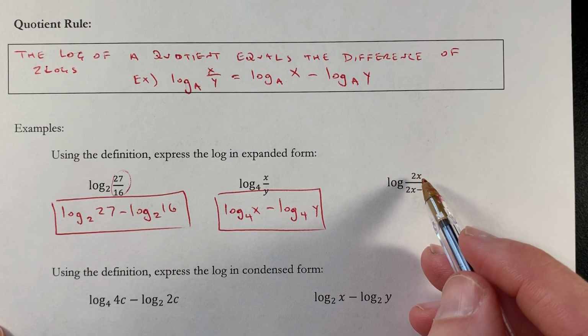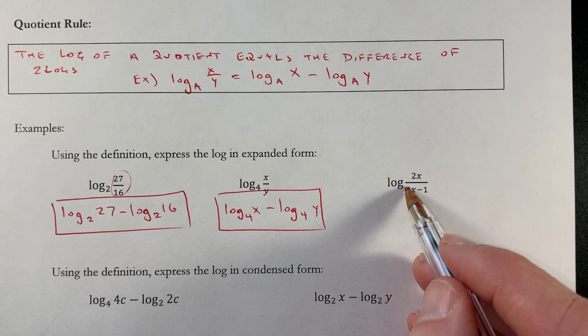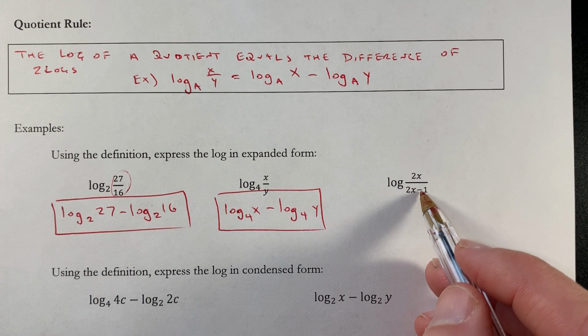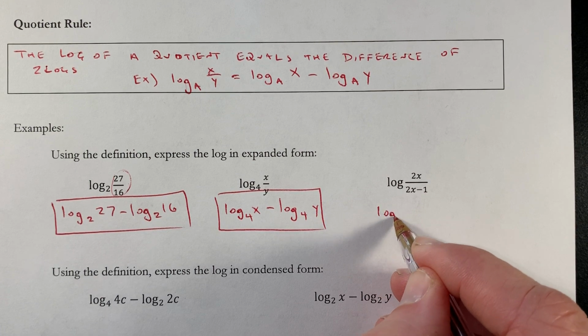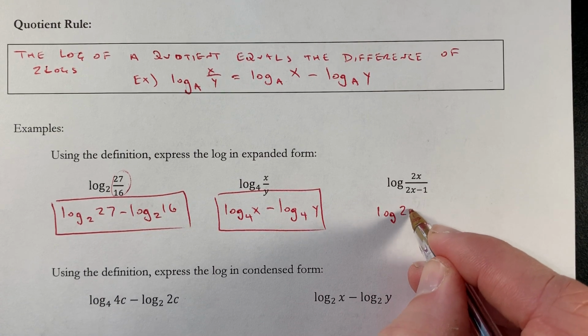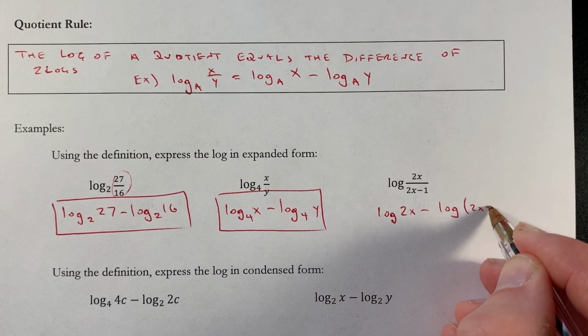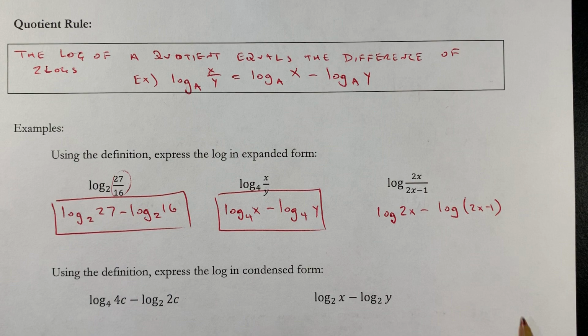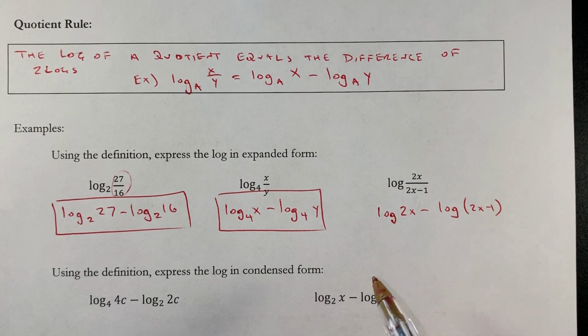And log with no base, that's actually a base 10. When there's no base there, that's a base 10. We'll talk about that in an upcoming lesson. So log of 2x over 2x minus 1 is the same as log of 2x minus log of 2x minus 1. And I want parentheses there to make sure that whole expression is the argument.